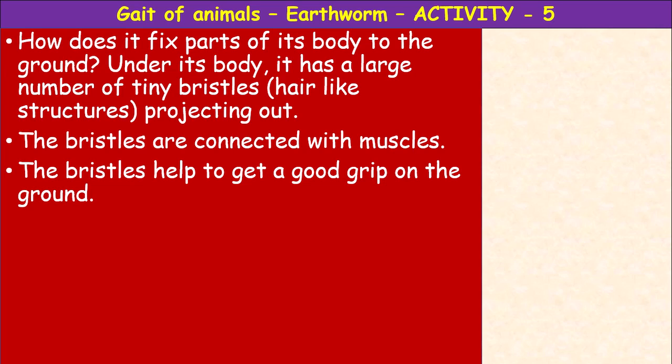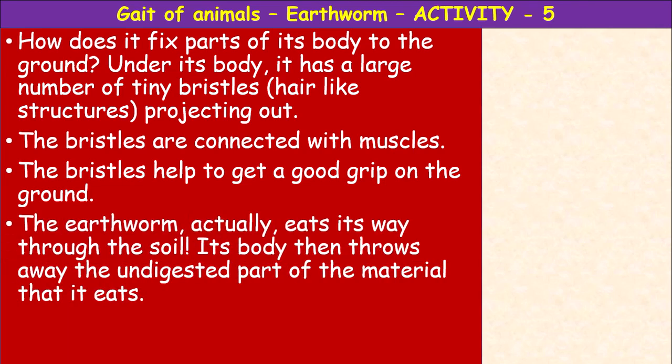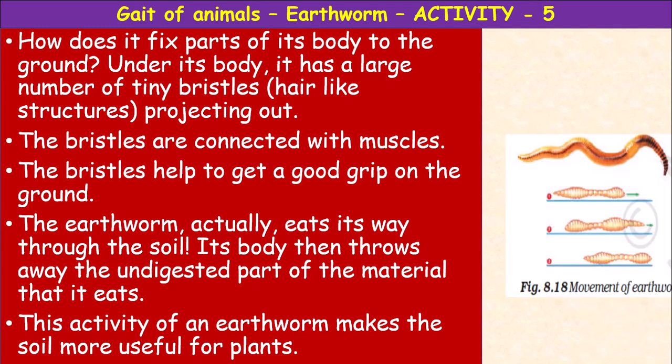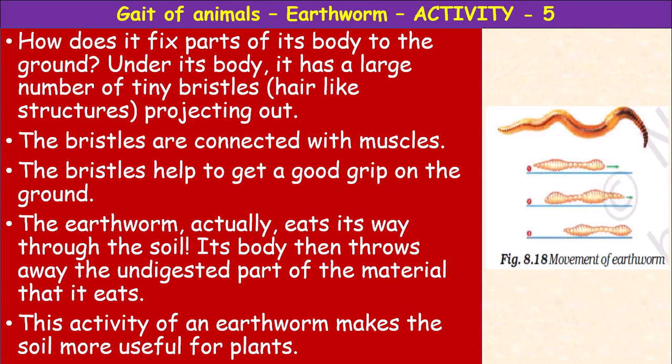The earthworm actually eats its way through the soil, then its body throws away the undigested part of the material that it eats in the form of worm castings. This activity of the earthworm makes the soil more useful for the plants. That's why earthworms are called farmers' friends.